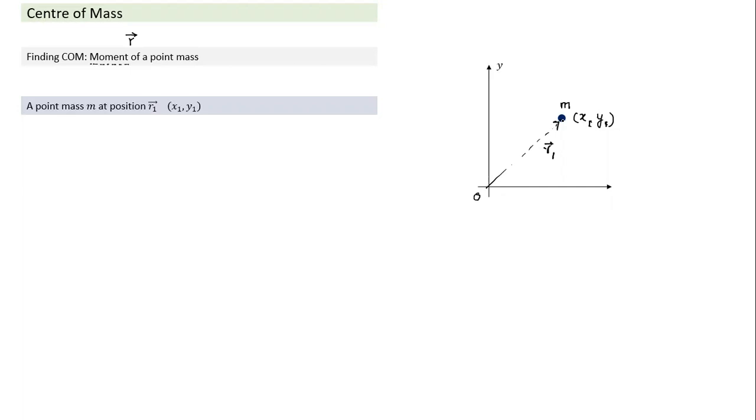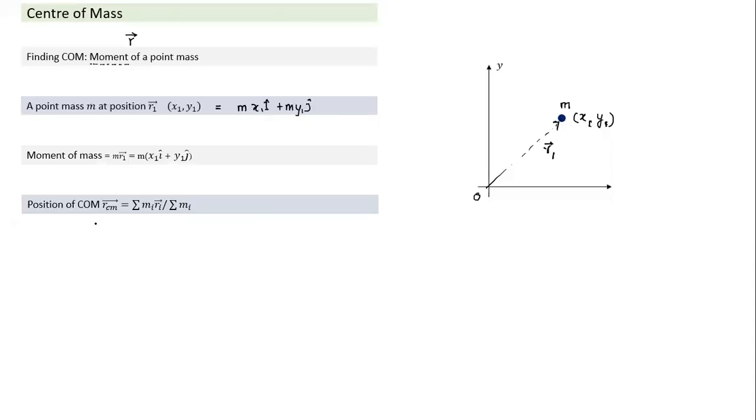If I write the moment in vector form, it would be m x1 i cap plus m y1 j cap. One quantity, the r vector, is a vector quantity, so the moment also has vector form. And since the moment is a vector, we can take two components: it has an i component and a j component. That is the value of the moment of mass.